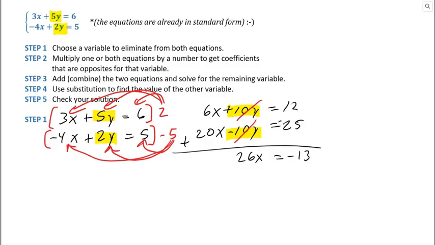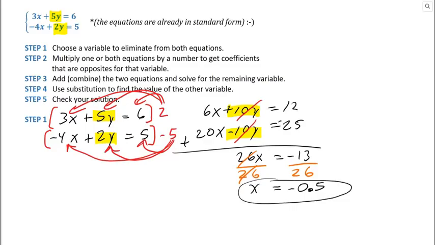Now, I'm going to divide by the coefficient of x, which is 26. So those cancel each other out, and that equals negative 13 divided by 26. Calculator time. All right, and that equals negative 0.5. Negative 0.5. Okay, so now I know what x is.